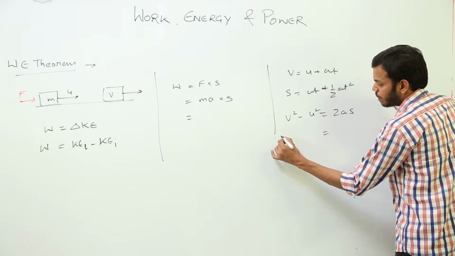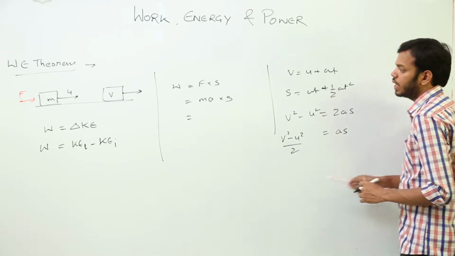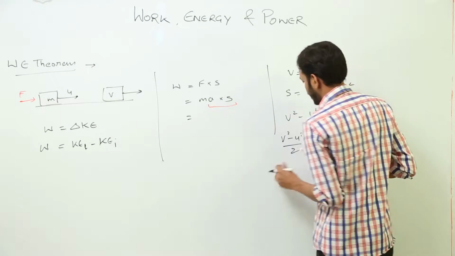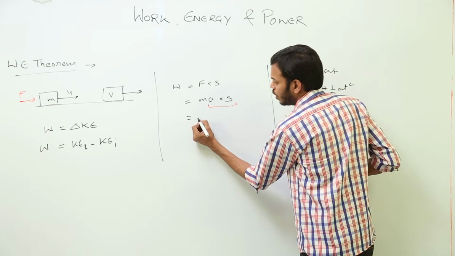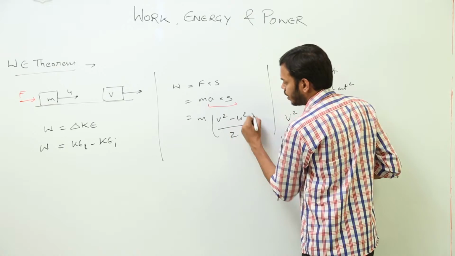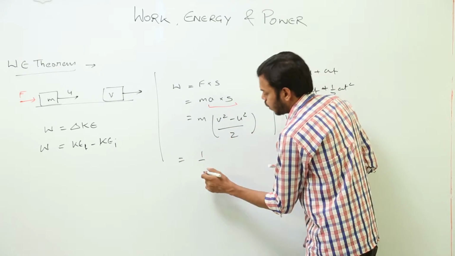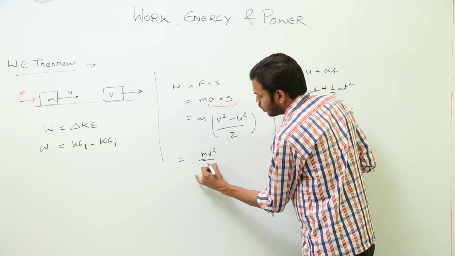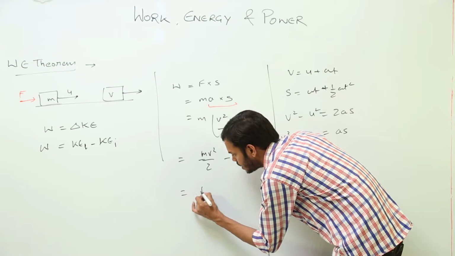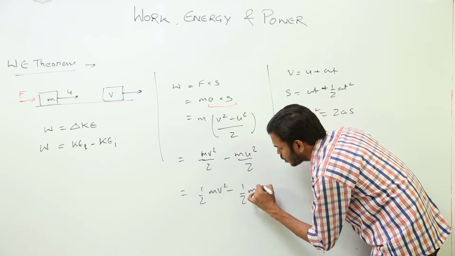This equation gives me v square minus u square over 2 is equal to a into s. So instead of this a into s, I am putting v square minus u square over 2. So I am left with m times v square minus u square over 2. This becomes m v square over 2 minus m u square over 2, or I can write it as half m v square minus half m u square.